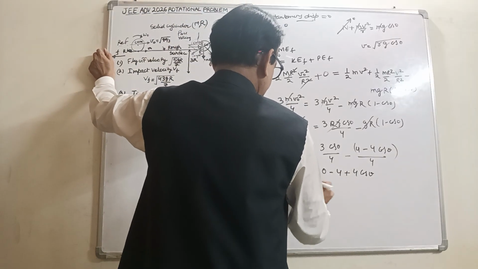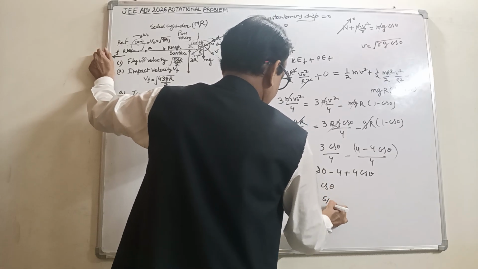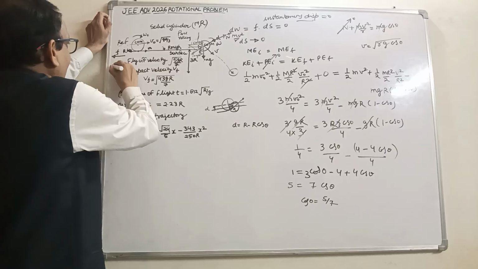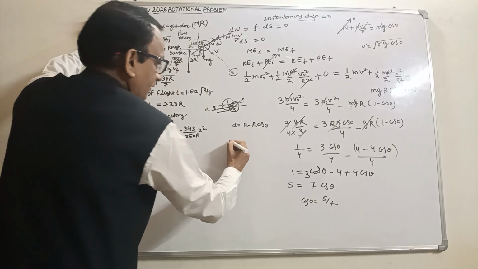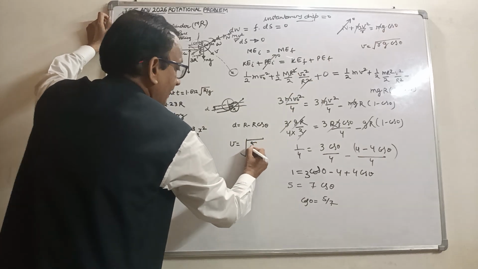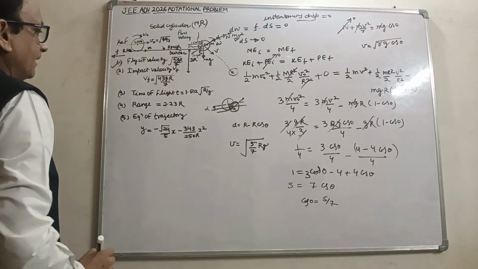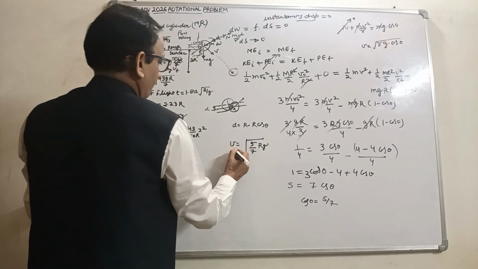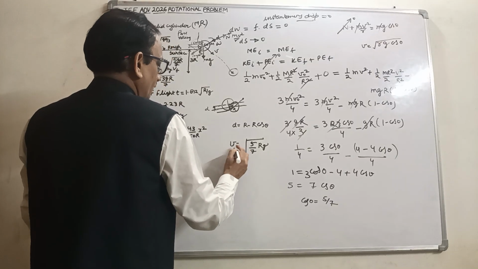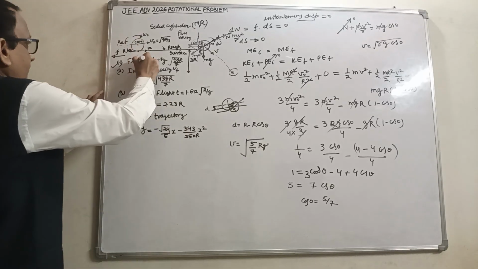So this becomes 5, and this becomes 7 cos theta, so cos theta becomes 5 by 7. So what is the value of the velocity at the detached, flying off point? Placing the value of cos theta, V is equal to under root 5 by 7 rg. This is the fly off velocity, the detached velocity. We say V here. So this option is correct.